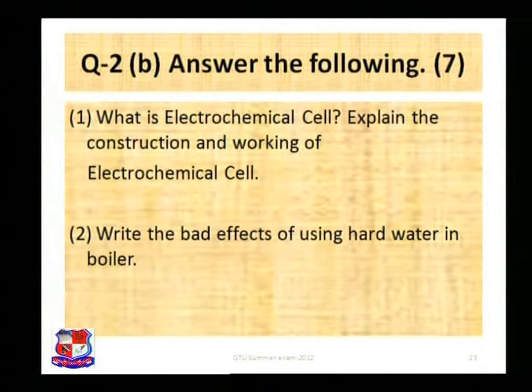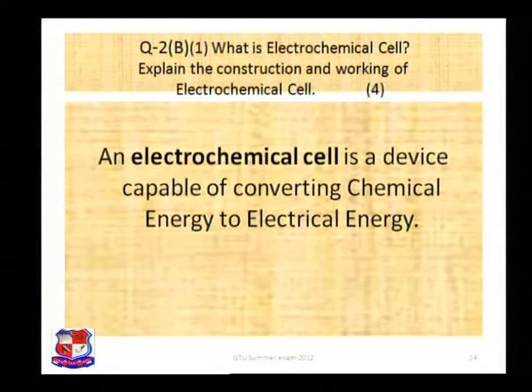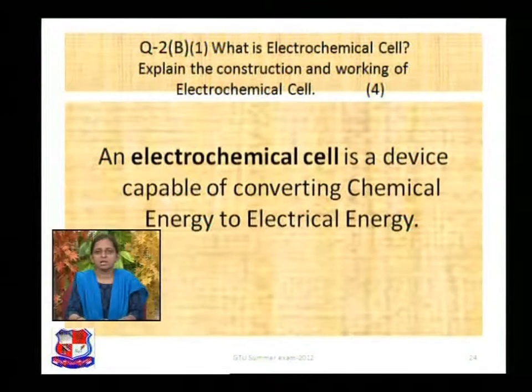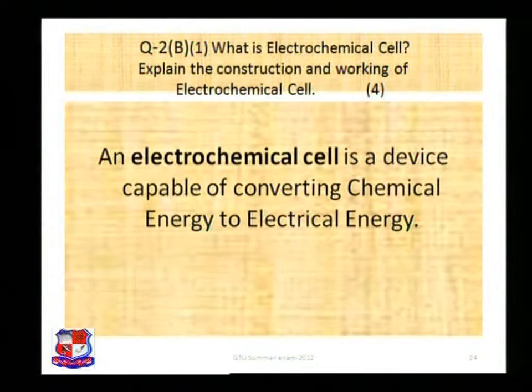So what is the first question? They have asked what is an electrochemical cell, and to explain the construction and working of the electrochemical cell. So what is our first task? We will define the electrochemical cell. An electrochemical cell is a device capable of converting chemical energy to electrical energy. This is the first thing that you are supposed to define. So the first task is over. We have defined the electrochemical cell.